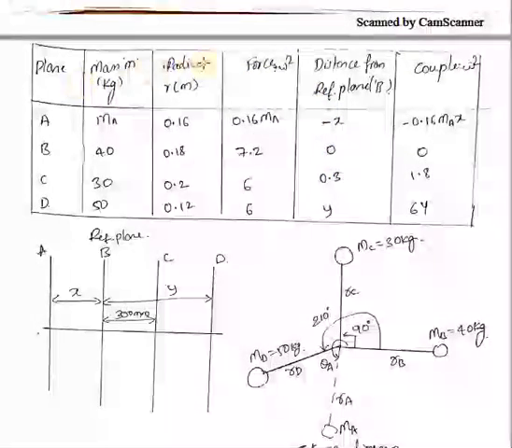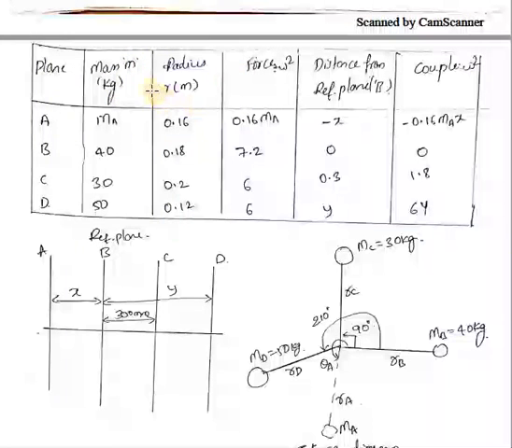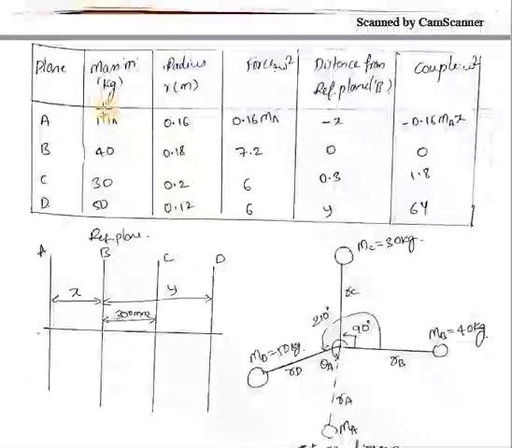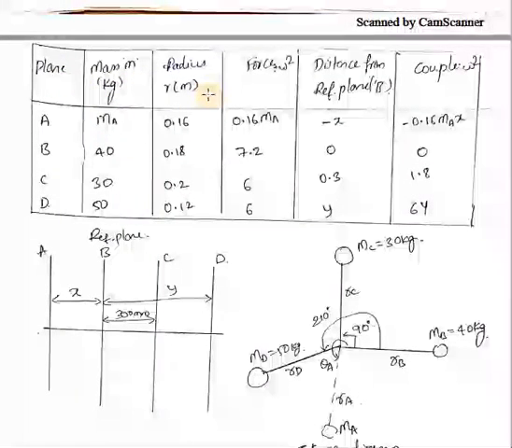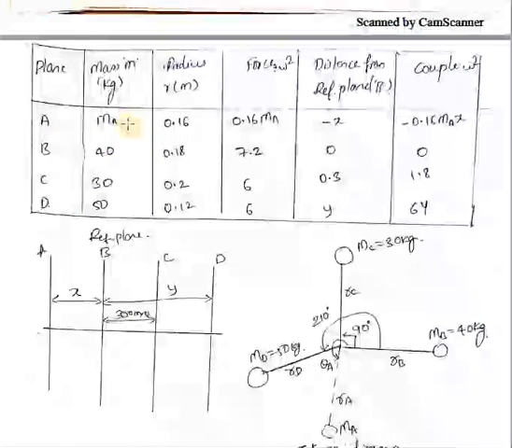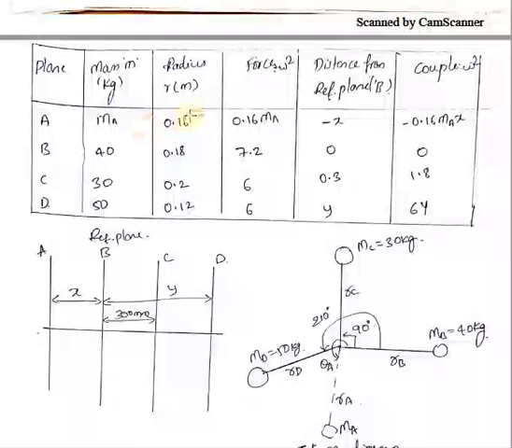So first you need to construct this tabular column. The first columns are plane, mass, radius, force, distance from reference plane and couple. First you write up to the force column, because he has given all the data for A, B, C, D, except mass A, which you need to find out, and he has given the radius of rotation. With the help of that you can calculate force.